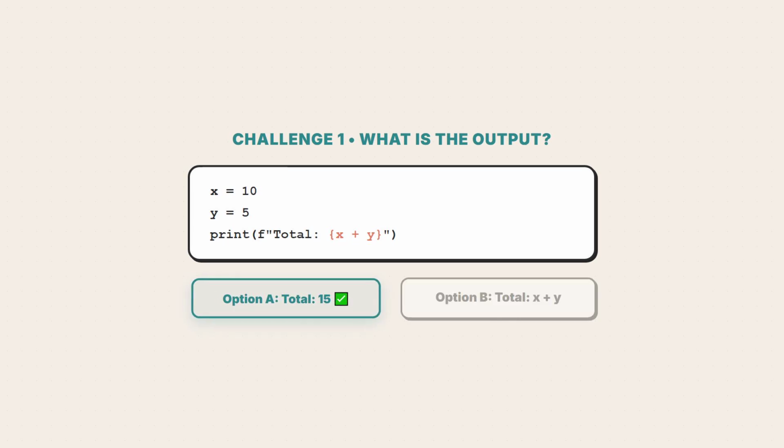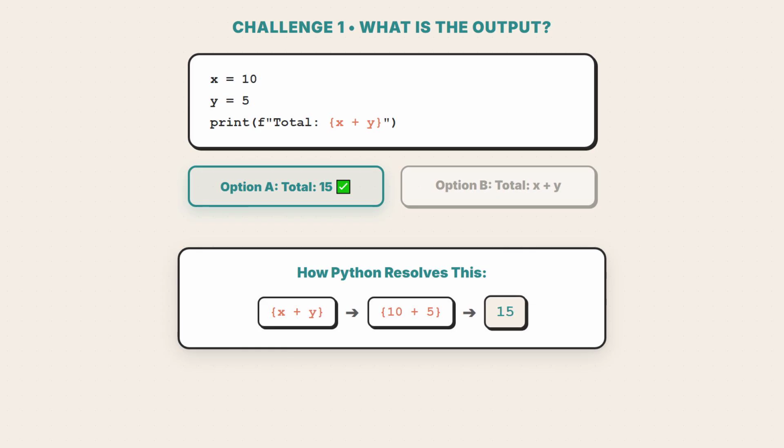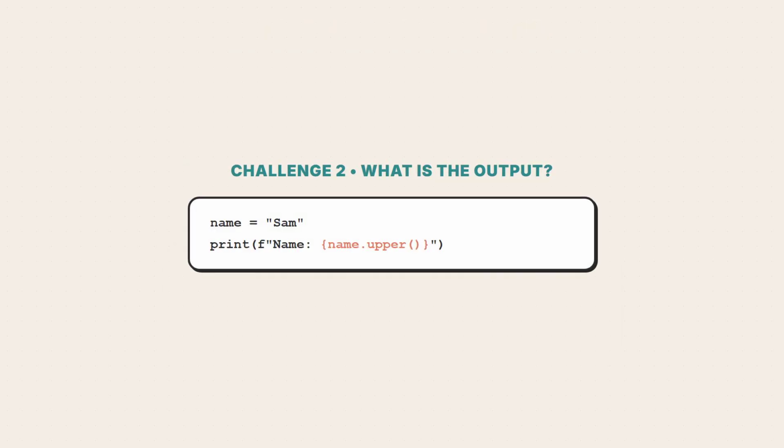Ready? The answer is Option A, total 15. Python resolves the mathematical operation inside the curly braces and prints the total. Now for the second challenge, name equals Sam. Print F name, name.upper. What is the output?